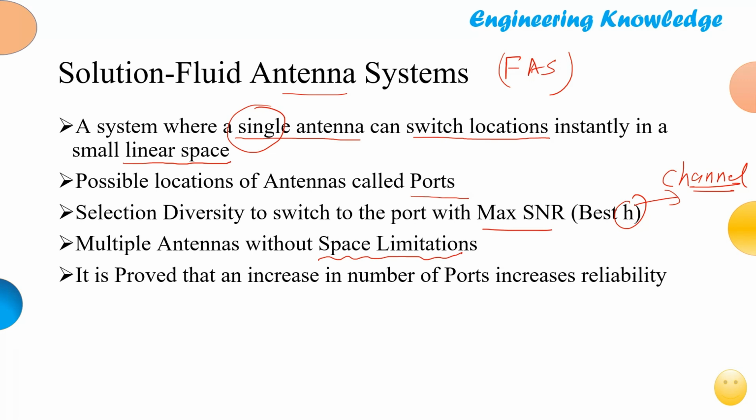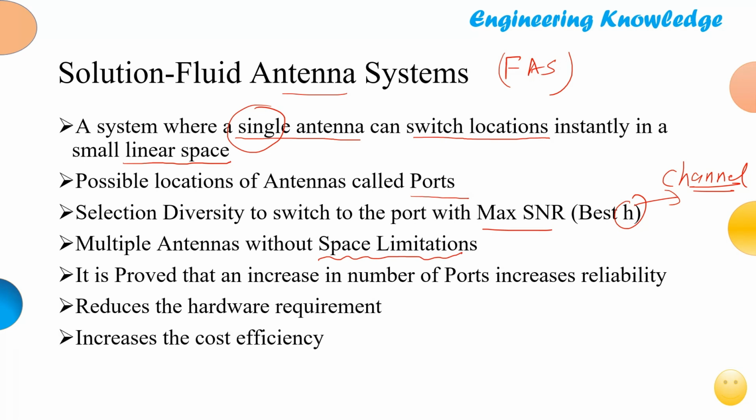I have discussed outage probability in this channel also. You can see my videos. So it reduces the hardware requirements, because now we do not want multiple antennas. Actually, there is only one antenna that will change its location, and it increases the cost efficiency. Because these were the major disadvantages of MIMO systems, which are in principle avoided by fluid antenna systems. So what is the principle of them?